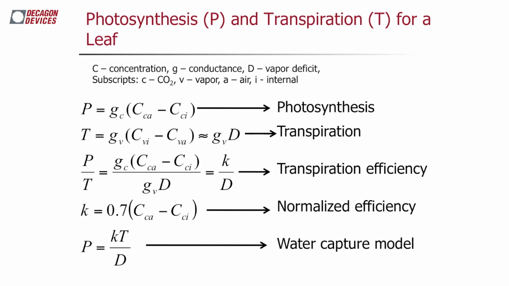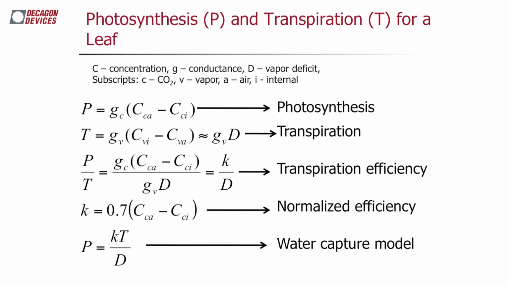Now, the concentration difference in CO2, well, that's not quite a fixed value in terms of the concentration in air, but we can measure that. We know approximately what that is. We also, for different types of plants, know what that concentration is inside the leaf. So that's very close to a constant, we can calculate it fairly easily. It's not something that's changing over the hours of a day, for example. Now we can come up with a rather simple water capture model that says that the photosynthesis is related to this normalized efficiency times the transpiration times this vapor deficit that we talked about.